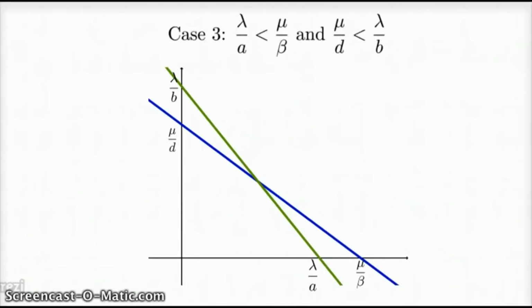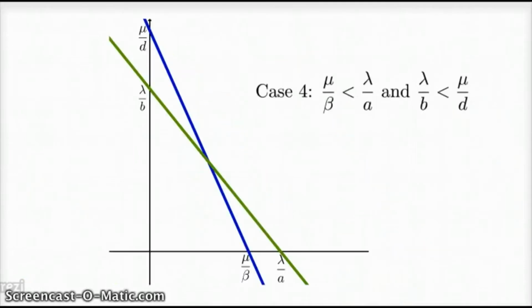Case number 3. In this case, lambda over a is smaller than mu over beta, and mu over d is less than lambda over b. In this case, these lines intersect in the first quadrant, and this point of intersection will give rise to a steady state, or an equilibrium point, of our system.